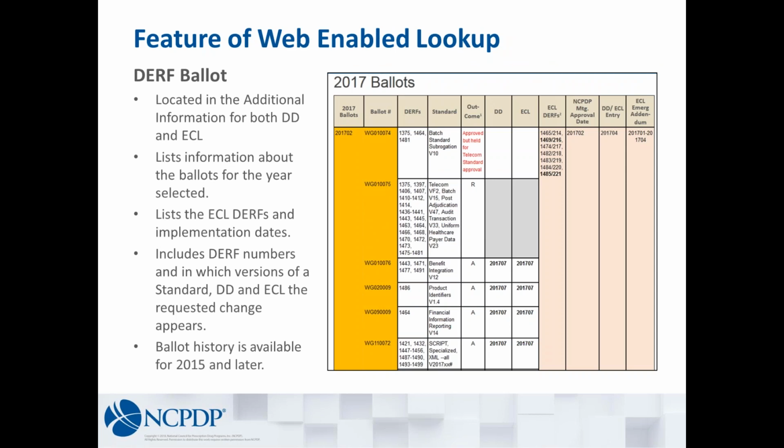So within each data dictionary and ECL version, there are also some additional information documents, and I'm going to highlight some of them right now. The first is the DERF ballot document, and this is located in both the data dictionary and the ECL. Basically, it lists information about the ballots for the particular year that has been selected. The screenshot here is an example of the 2017 ballots.